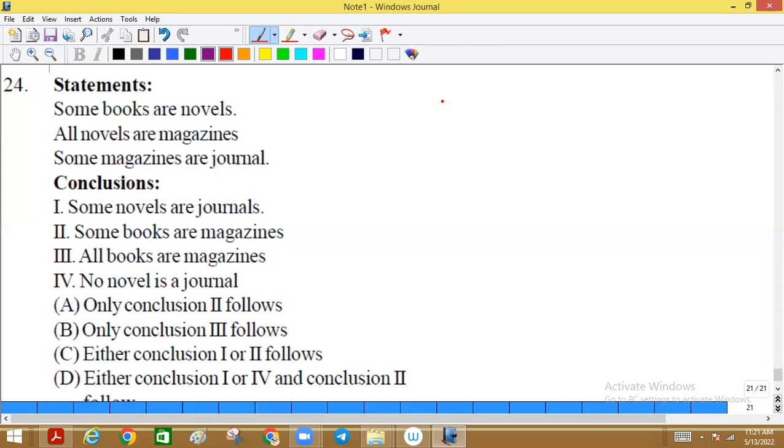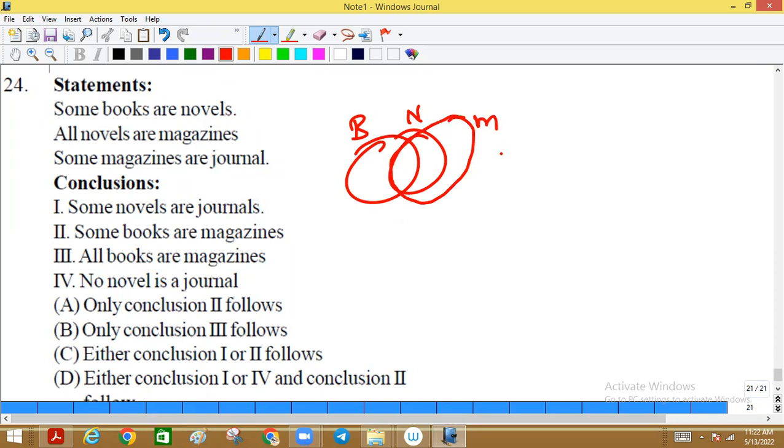Okay, let's try to discuss this. Okay, let's see what the online students say. D, so obviously D is the answer, majority wins. Let's see: some books are novels, so you know the relation between book and novel. All novels are magazines. Similarly, some magazines are journals.